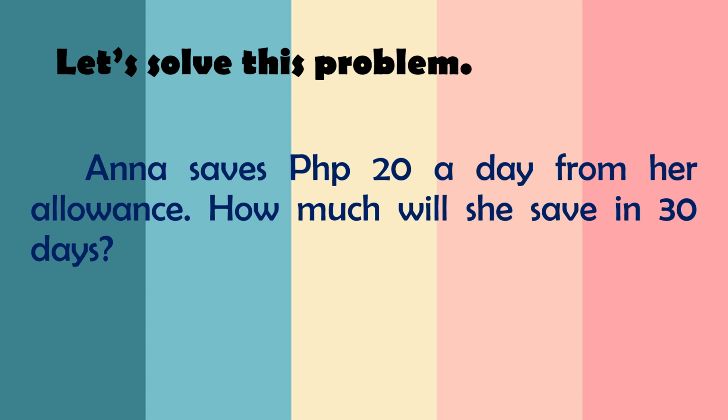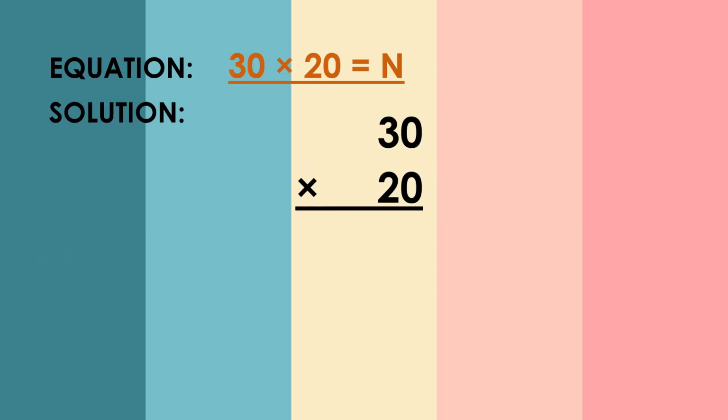Let us solve another problem. Anna saves 20 pesos a day from her allowance. How much will she save in 30 days? To get the answer, instead of adding 20 repeatedly, we'll just multiply 20 by 30. For the solution, we follow the steps in multi-digit multiplication. So we multiply 0 times 0 equals 0. 0 times 3 equals 0.